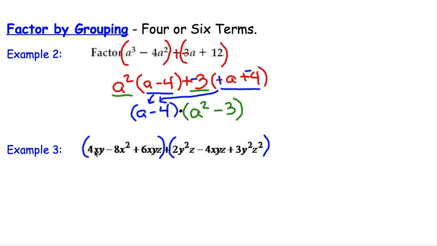So now let's go back and look at how I've split them up. This set of 3, all of these do have a factor of 2. They all have a factor of x. And that's all that I can pull out of that set. So now I'm going to do the same thing as above. Now that I've pulled out my 2x, it leaves me with 2y minus 4x plus 3yz.